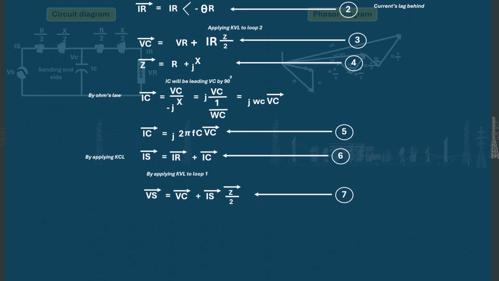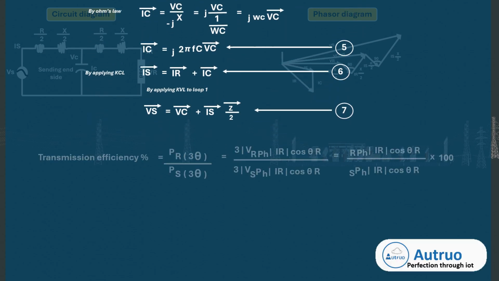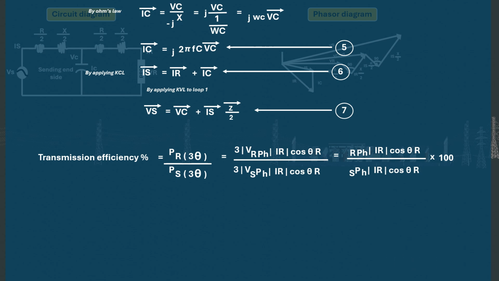The transmission efficiency for the line can also be analyzed as the line power received all over the sending end line power. This will be further simplified as the voltage received per phase, current received per phase, and the angle, all over the sending end voltage per phase, sending current per phase, and the angle. The resultant of this will be multiplied by 100. Finally, we can determine the voltage regulation since we have the parameters we need, that is the sending end voltage minus the receiving end voltage, all over the receiving end voltage, multiplied by 100.